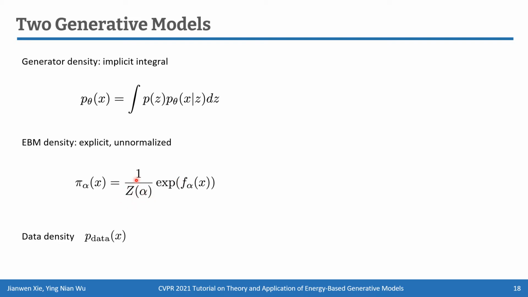We want to learn this generator model p theta and the EBM pi alpha in a cooperative way, so that they help each other. Both can be considered as an approximation to the data density p data. Here we use p data to denote the data density, and we observe samples from p data.